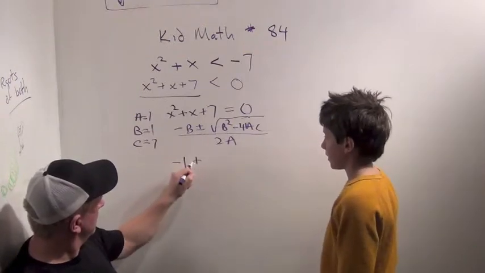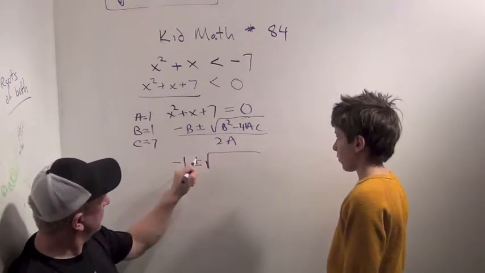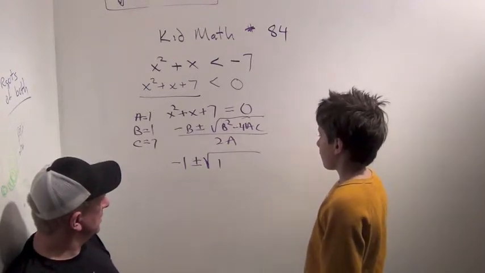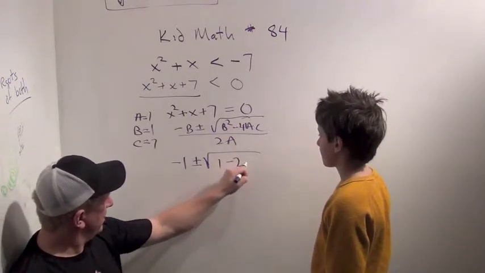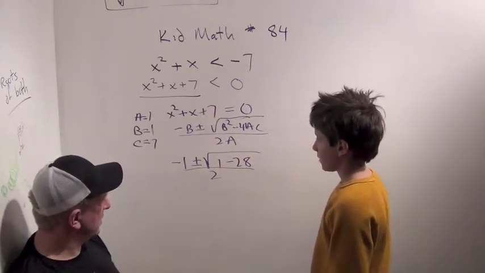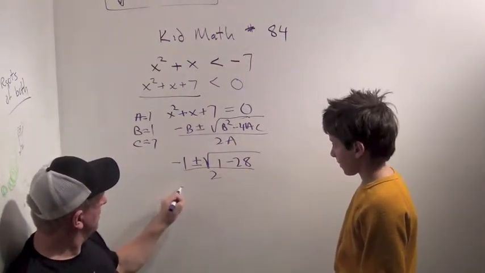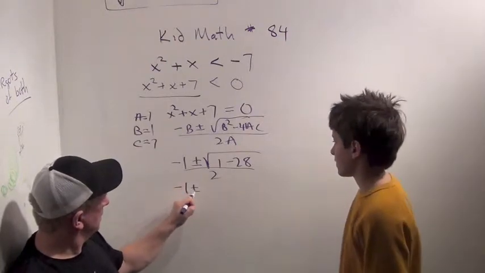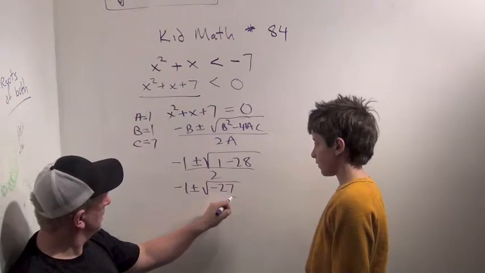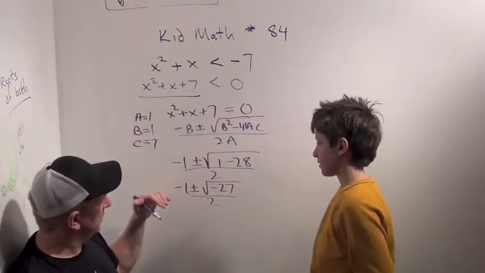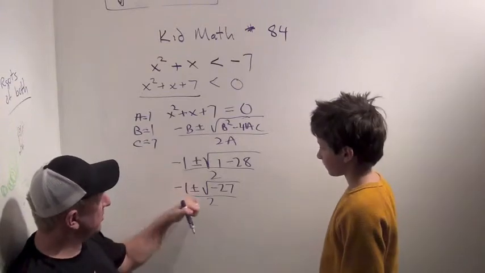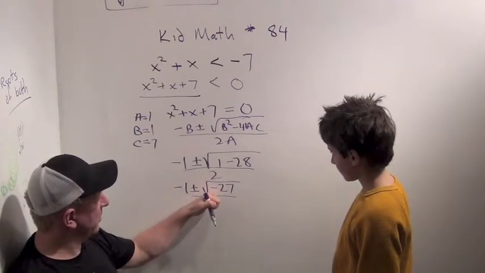So you have minus 1 plus or minus the square root of 1 minus 28, all over 2. So you have minus 1 plus or minus the square root of negative 27, over 2, which is going to get into i's. Both of these roots are imaginary, right? Because we have the square root of minus 27.